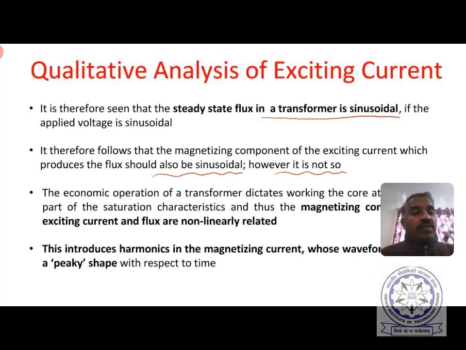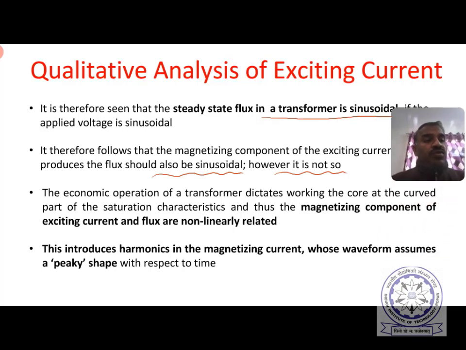Flux is sinusoidal because voltage is sinusoidal. It needs to be, because there is a direct relation between flux and voltage. So flux needs to be sinusoidal if voltage is sinusoidal. But whether current needs to be sinusoidal or not, no, current need not be sinusoidal, that we will show soon.